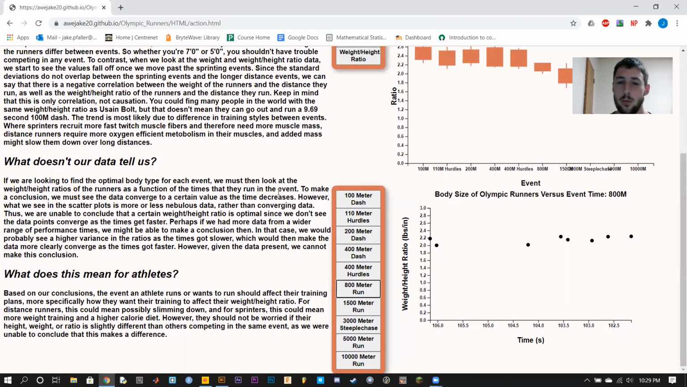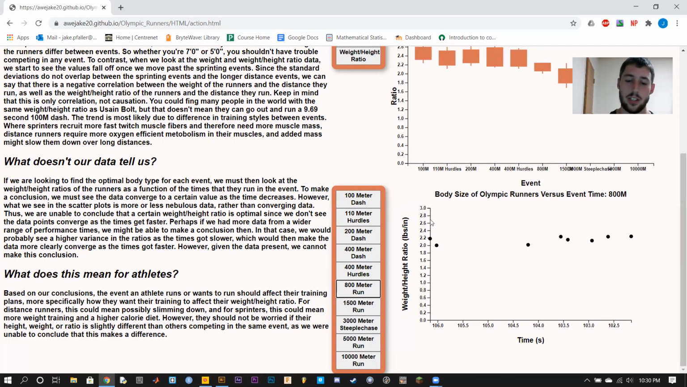A more accurate statement would be that the times are caused by the training that these Olympians go through, and their weight to height ratio is a byproduct of that training. So for runners that are interested in running a certain event, if your weight to height ratio isn't really aligned with what the optimal weight to height ratio would be for that event, then you might consider training in a way that would change that.